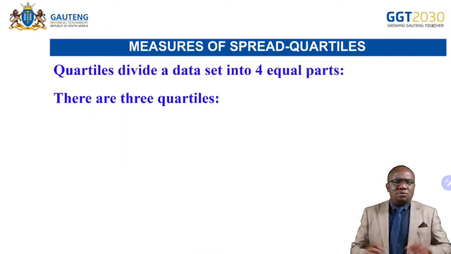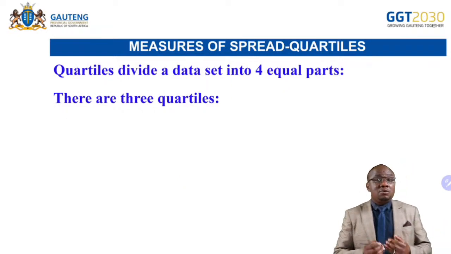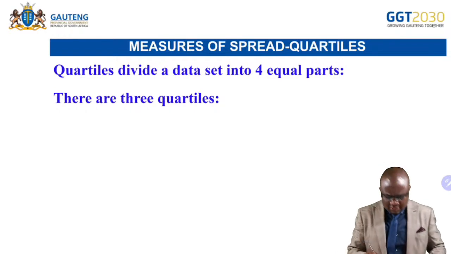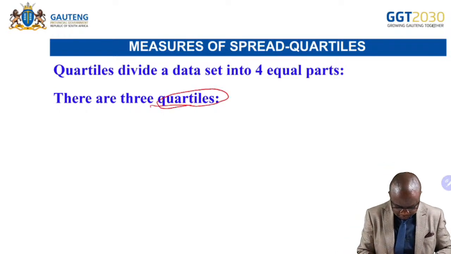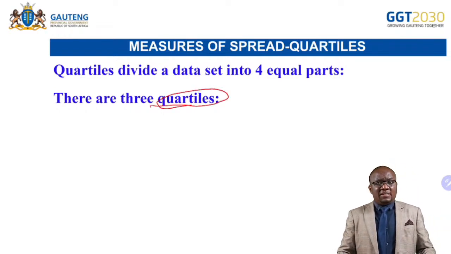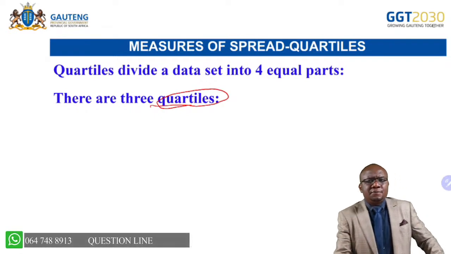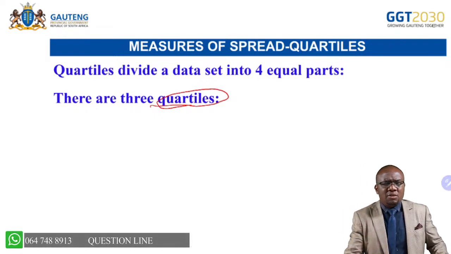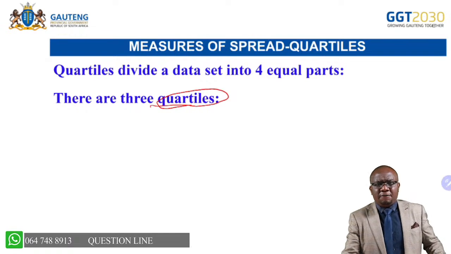Now, I want us to look at something else. It may be a new concept, which is the quartiles. What is a quarter? When I'm saying this is a quarter, what does it mean? It's a quarter of a year. When you're buying the bunny chow, you say it's a quarter. Why is it called a quarter? Because the bread is divided into 4 equal parts.